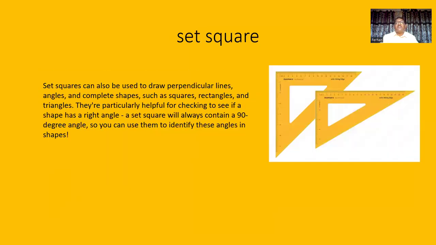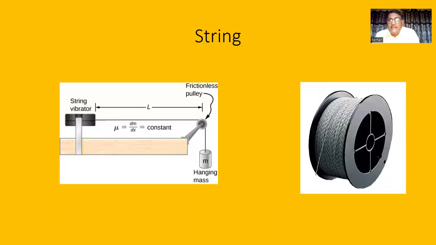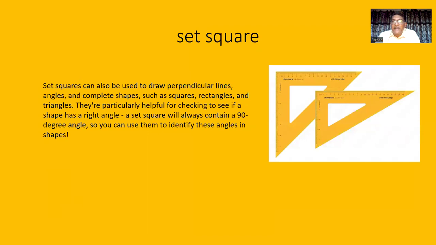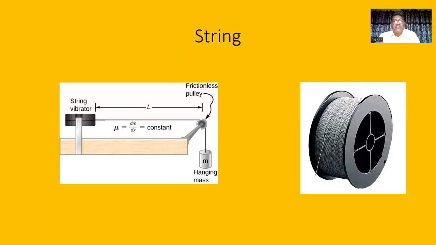Okay, so then we have set squares. With the help of the set squares, we can measure a 90-degree angle, we can draw perpendiculars, and we can make sure that our vertical scale is perpendicular to the horizontal tables. The set square is also used to measure the height of the bottom of an object from a vertical scale. Then we have this string.